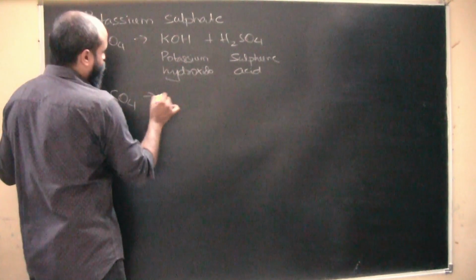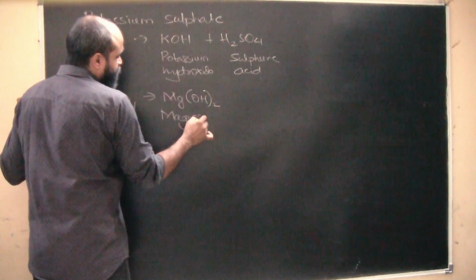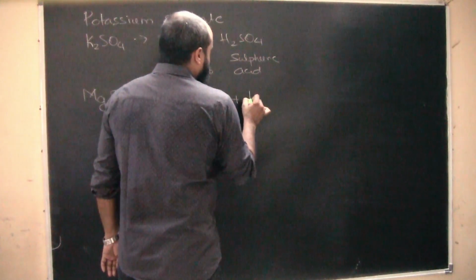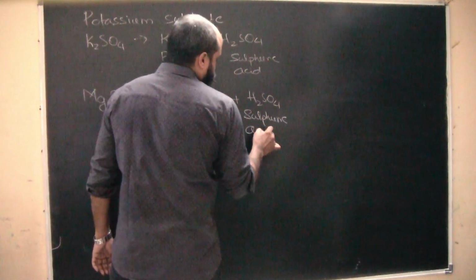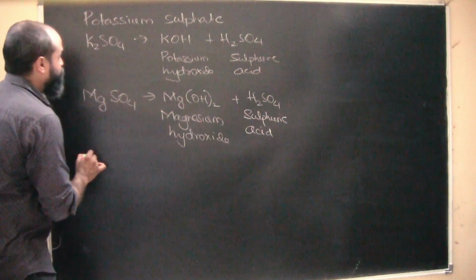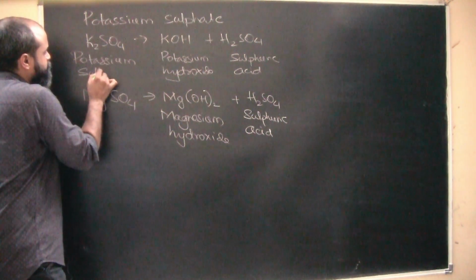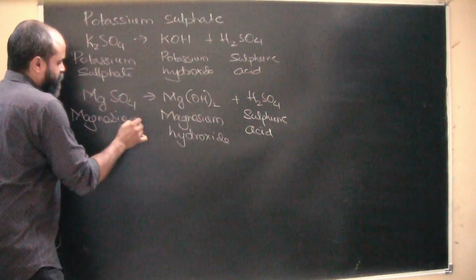In the same way, if we have, let's say, magnesium sulfate, what is it formed from? Obviously from magnesium hydroxide and sulfuric acid. This is basically a question related to your NCERT book. This is potassium sulfate, and this is again magnesium sulfate. All these are salts which are formed.